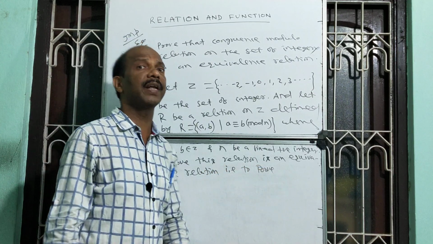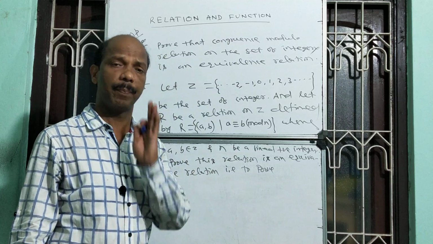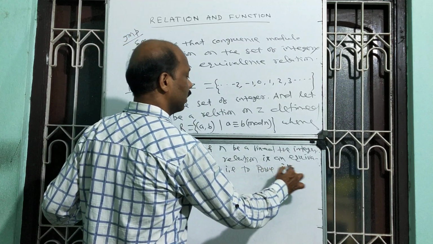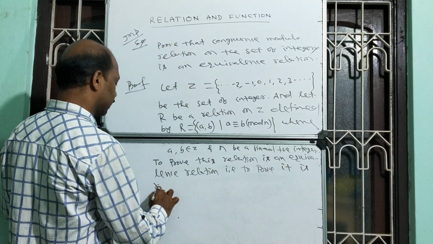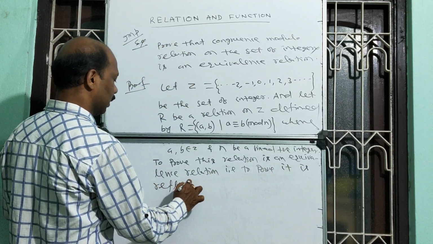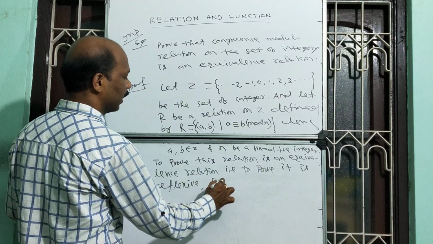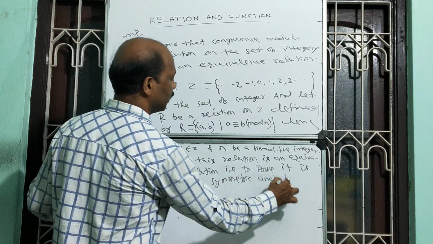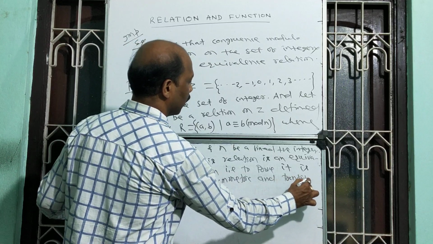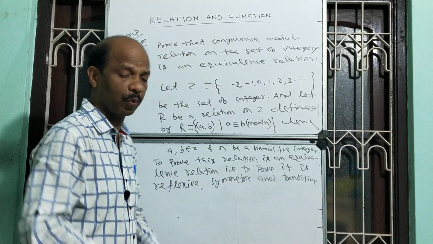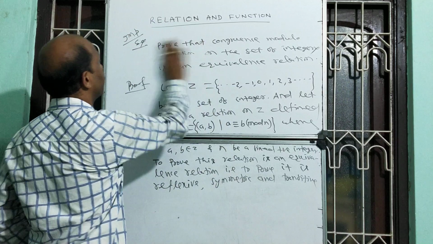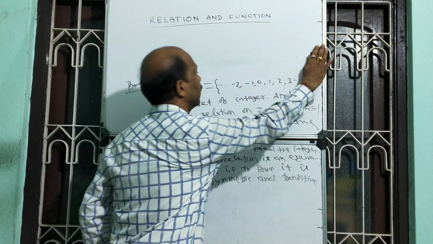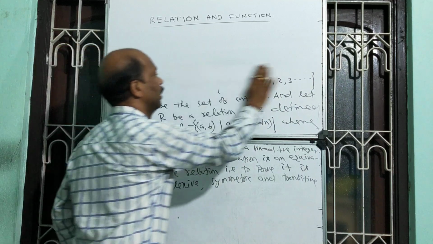that means if a relation is an equivalence relation, it is reflexive, symmetric and transitive. That is, we have to prove it is reflexive, symmetric and transitive. First we have to prove how it is a reflexive relation.